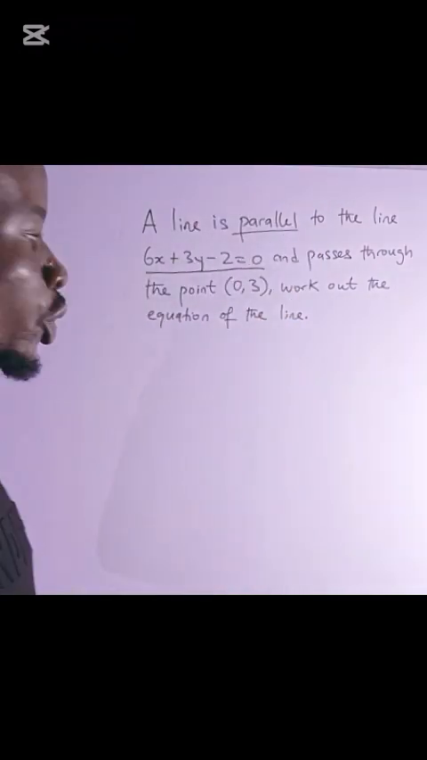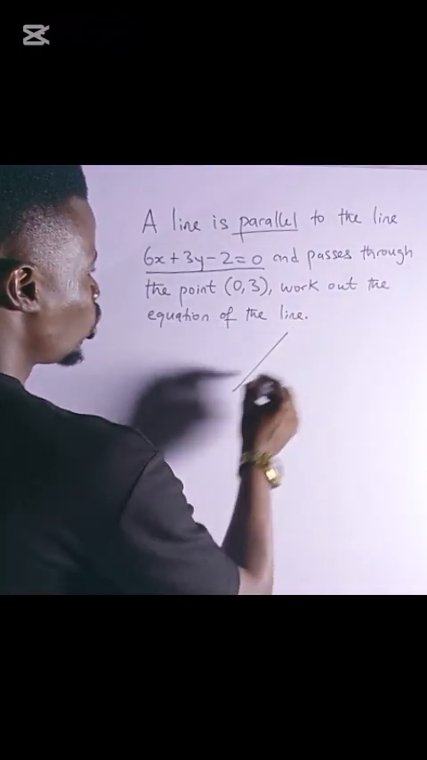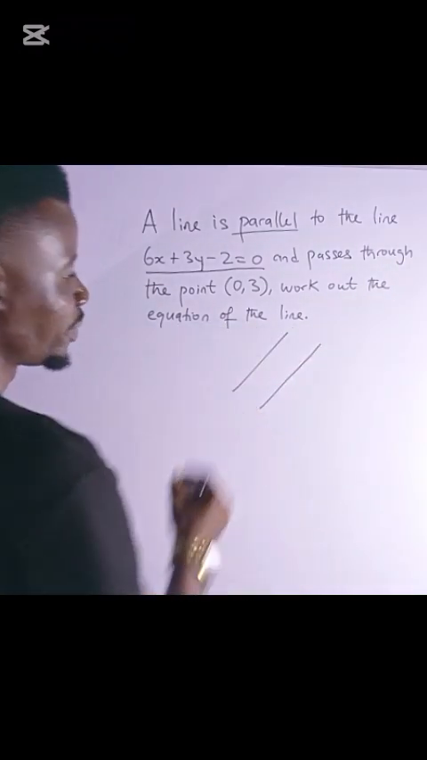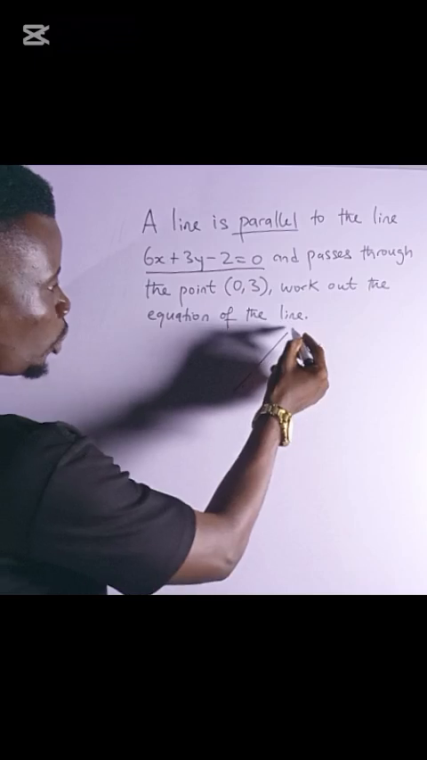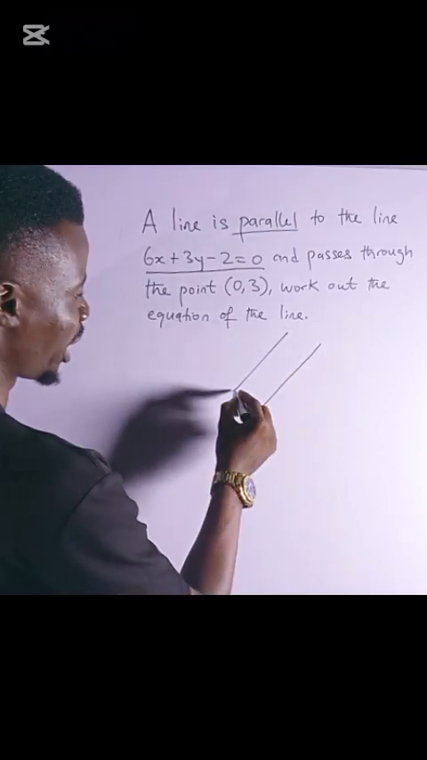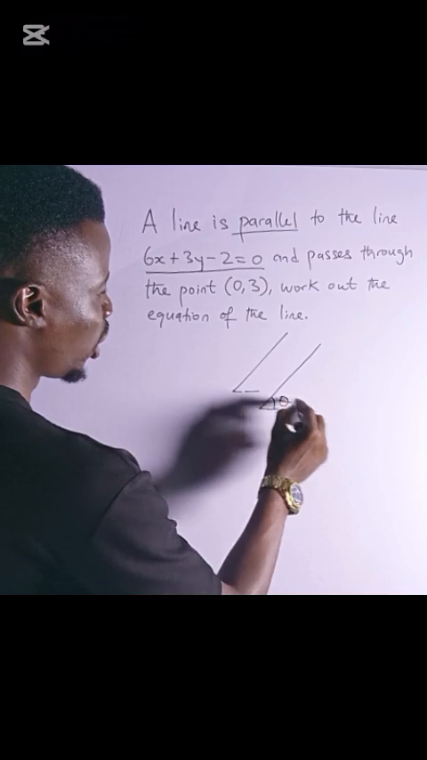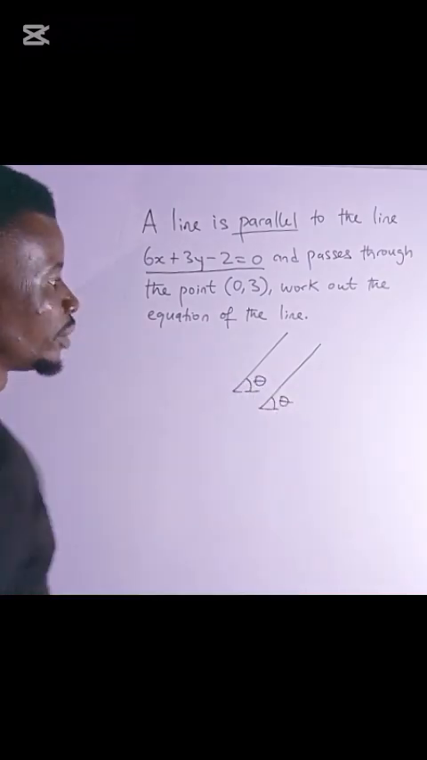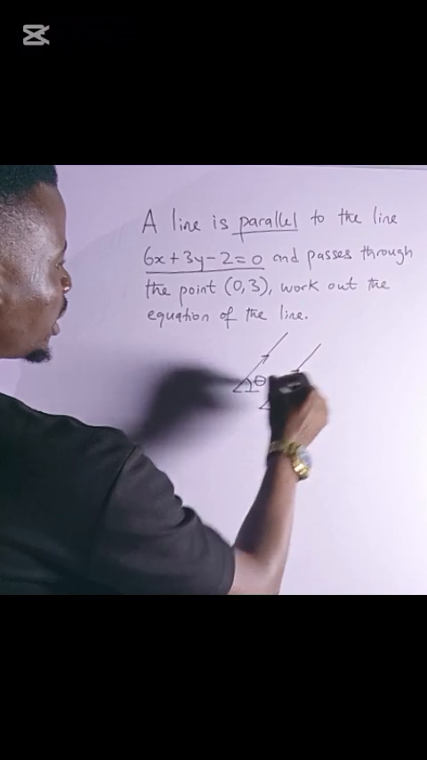So the first thing you're supposed to have at the back of your mind is that two parallel lines have the same gradient. What does it mean? It means that the slope of each line is the same, or the angle each line makes with the horizontal is the same. So two parallel lines have the same gradient.